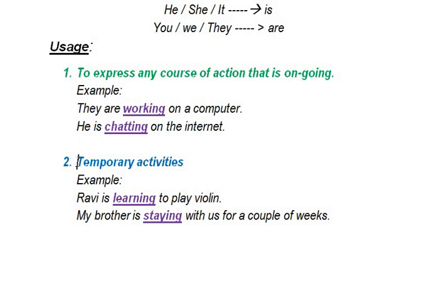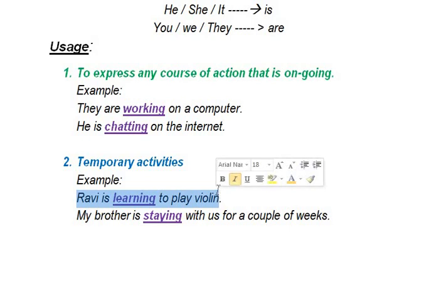And the second usage of present continuous tense is about temporary activities. For example, Ravi is learning to play violin. So in this context, he is in the process of learning violin, but this is not a habit or routine activity, unlike simple present tense. That is the main difference between present simple tense and present continuous tense.